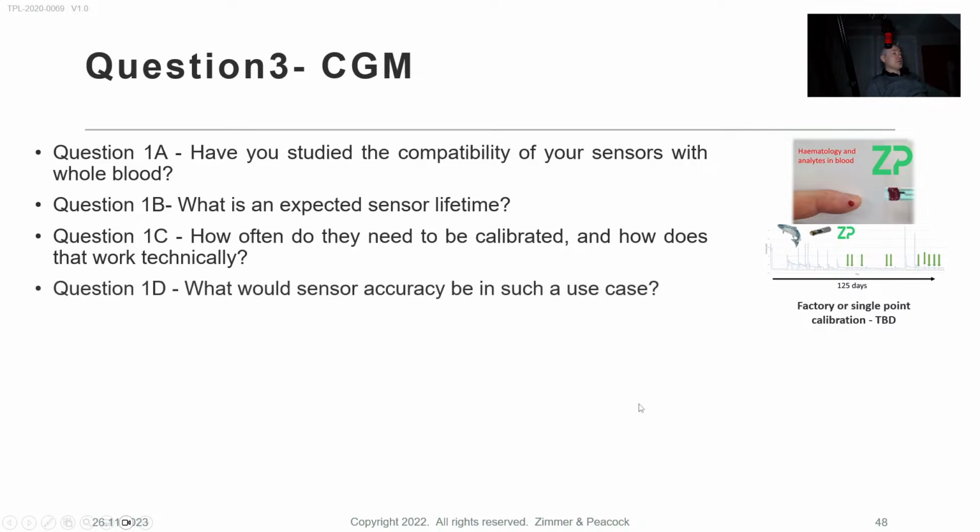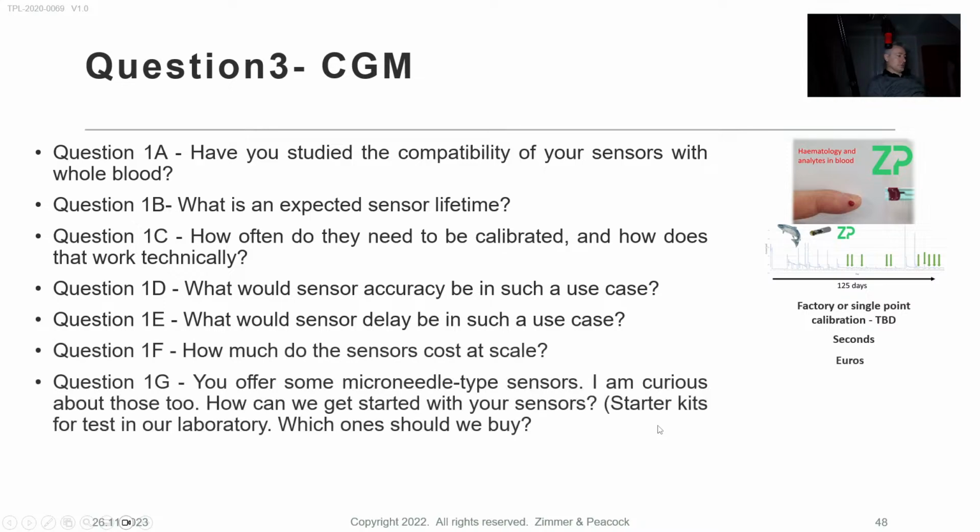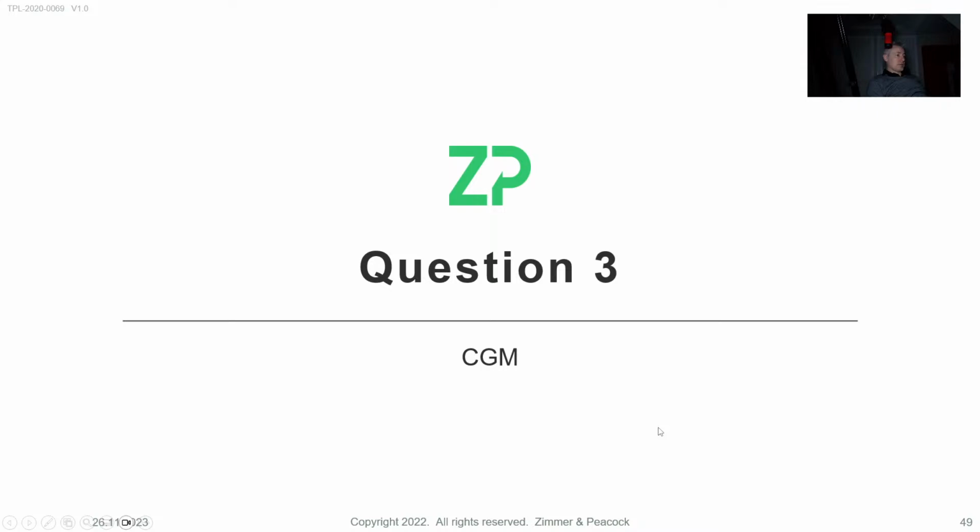What accuracy can you require? Well, in the end, I suppose it doesn't matter what accuracy I say. In order to have CGM applications, I think the MARD, the mean absolute relative difference, that they're expecting these days is approximately 8%. What sensor delay? Well, there's the raw signal, and the sensor responds in seconds. How much does it cost? Euros. And I'll talk about the microneedles as well.